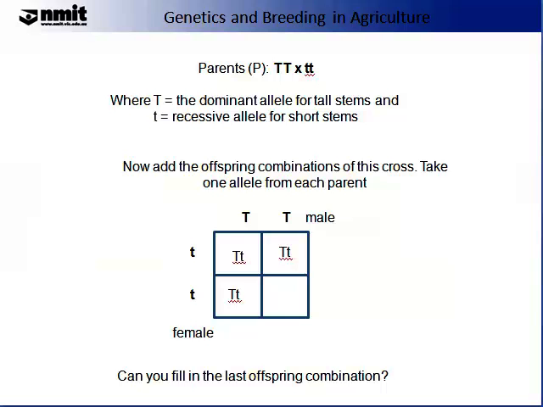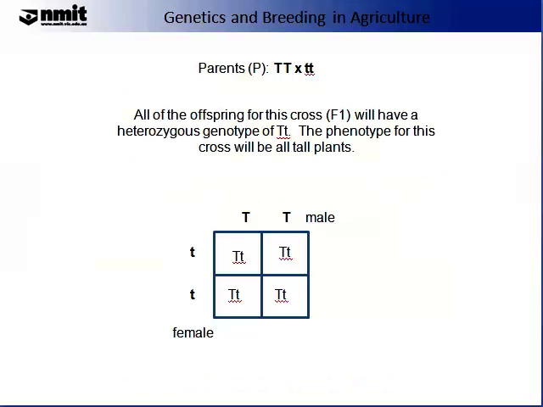I have filled out 3 of the combinations. Can you fill out the last combination of the offspring? Try to do this before you continue to the next slide. The last combination to fill in was uppercase T from the male and lowercase t from the female. This phenotype for the cross will produce all tall plants.